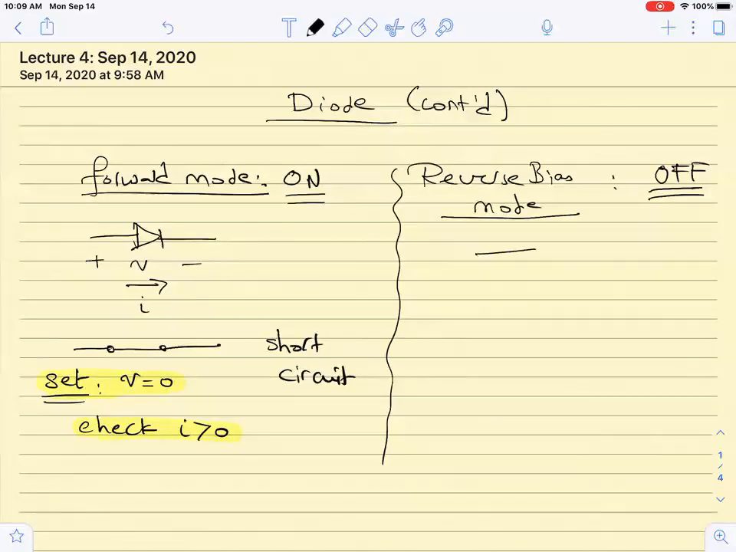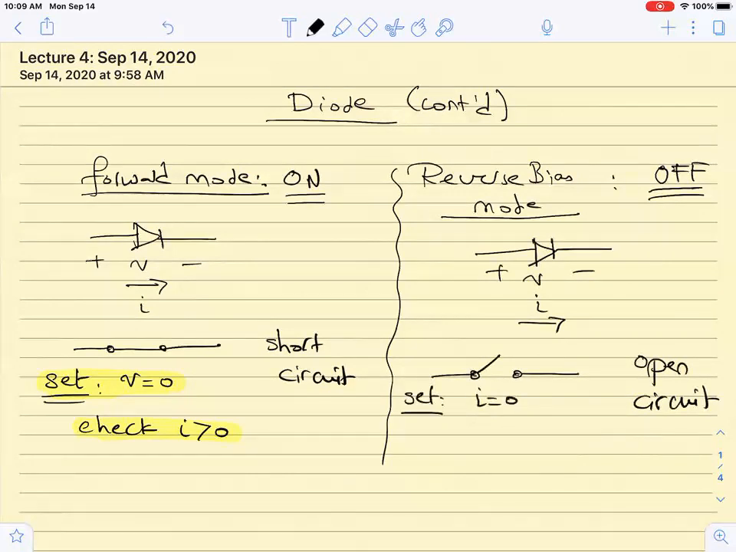In this scenario, the voltage and I direction are the same, but the way we are going to model it is as an open circuit. The diode will be an open circuit, so the current flowing in the diode is 0. If we want to test if it is in the reverse bias mode, we set I to 0, and we need to check if the voltage across the diode is negative.